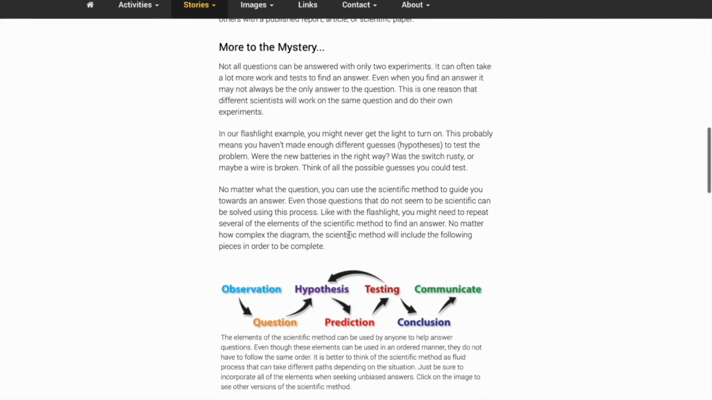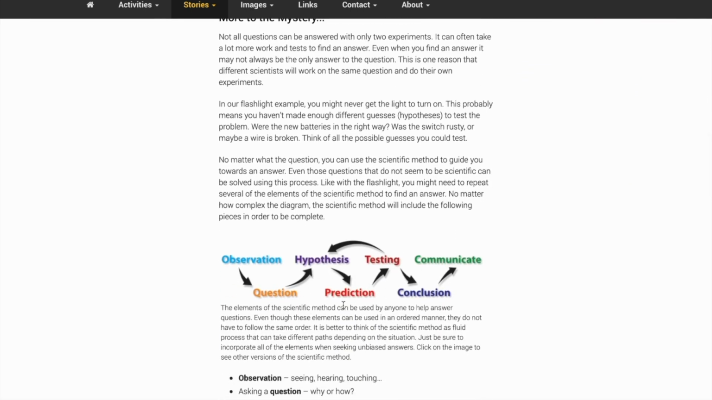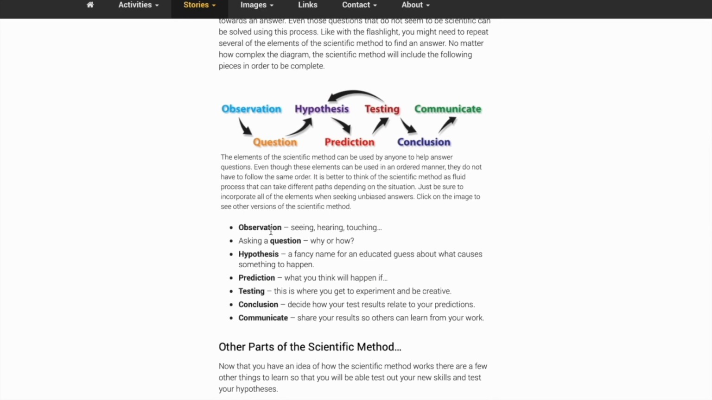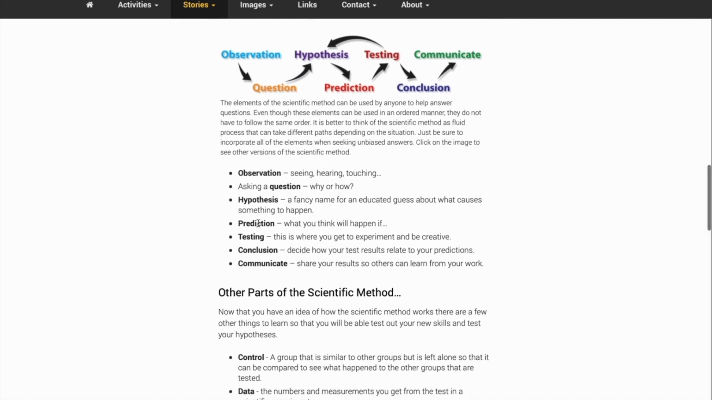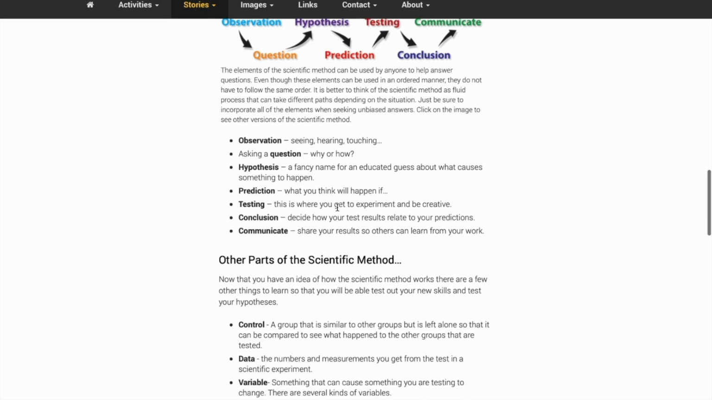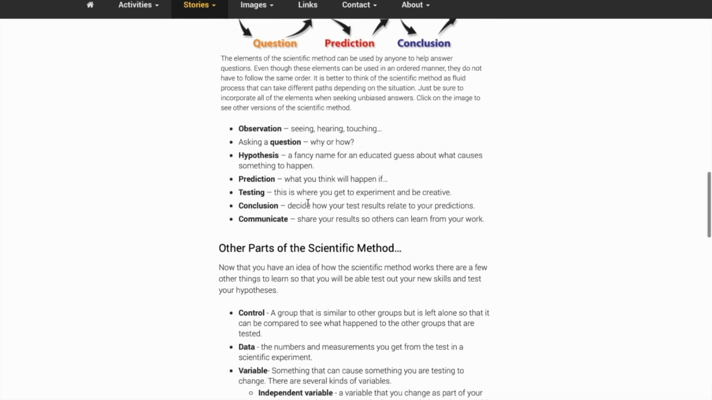So that is broken down here. And there are different arrangements in which you don't necessarily have to go in this order, but that's typically the conventional order. And again, it's saying for your observation, you will either see, hear, or touch. And this is how you form your question. What's going on? Why or why not? Or how is something working or not working? And then you form the hypothesis. And as they say, it's just a fancy name for an educated guess. You make a prediction. What will happen next? You run your experiment. That's your test. You analyze. You come to a conclusion. You share the data. You communicate that.